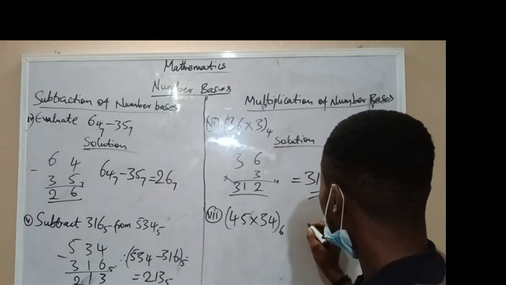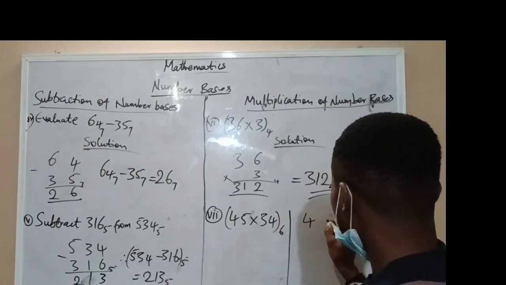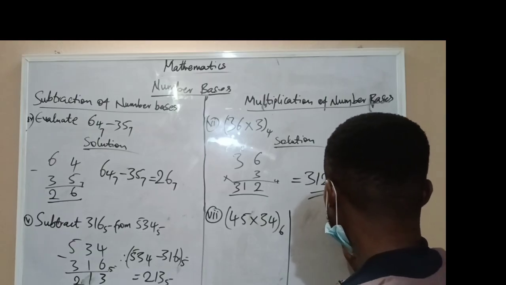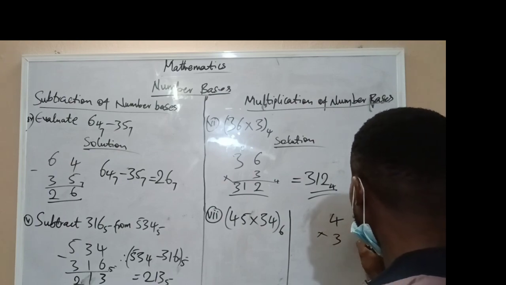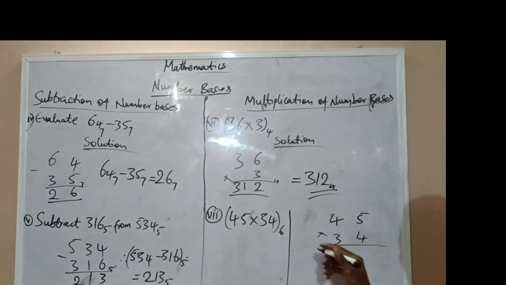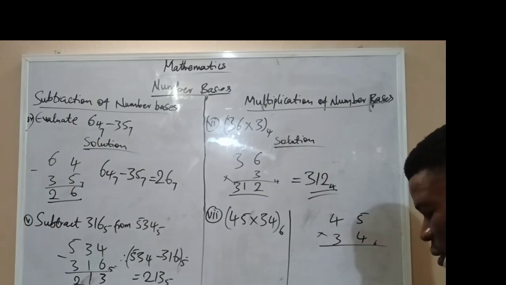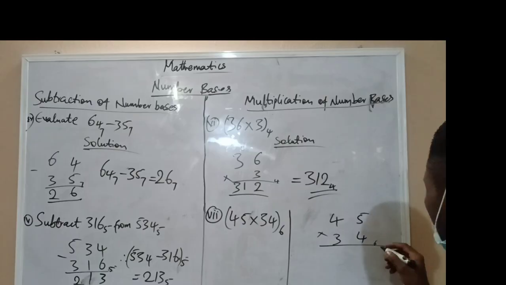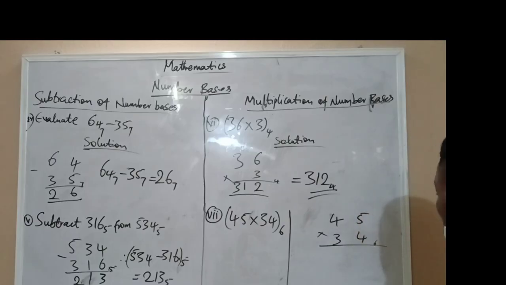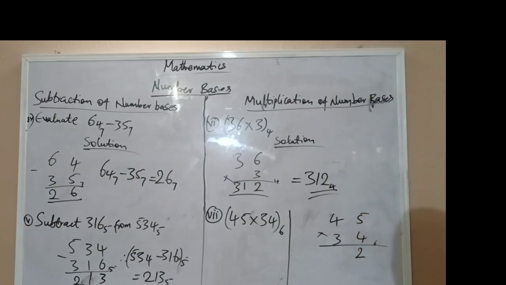This is 45, and this is multiplied by 34. Base is base 6. Now 4 times 5 is 20. Now 6 in 20. We have 3, 3 remainder 2.